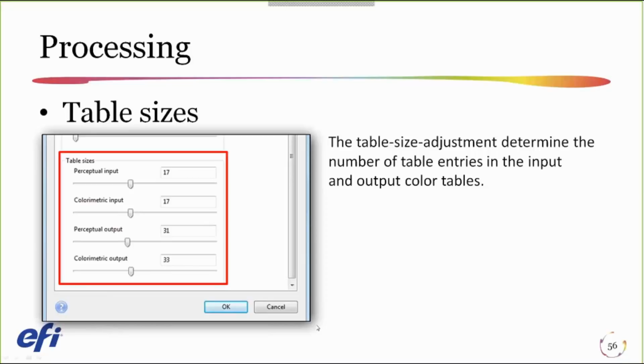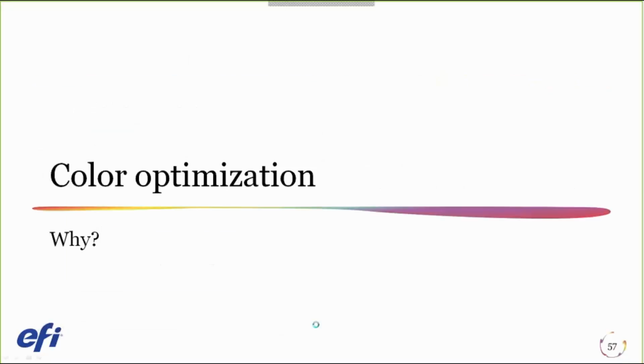What is this optimization? People talk about optimization. Well, why do I want to do optimization? Well, you want to do optimization to improve the color accuracy. Well, why? I was very careful when I printed and when I measured and tried to make a good profile and a good calibration file. Why do I need optimization?